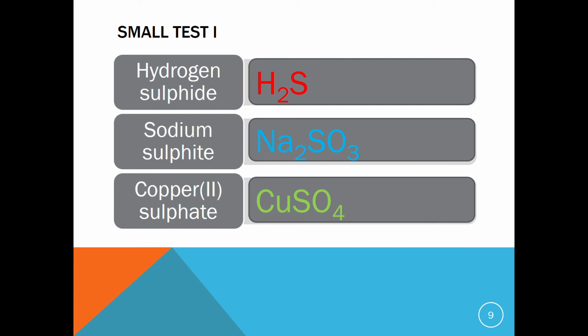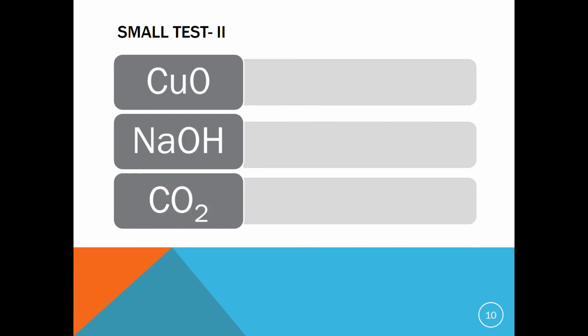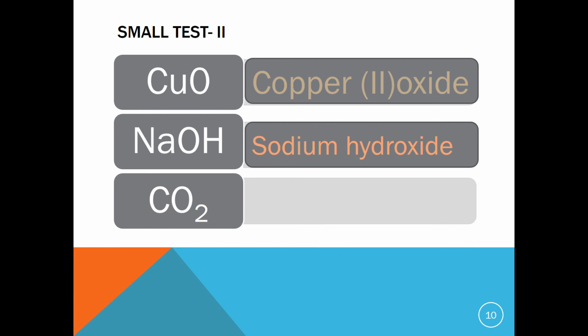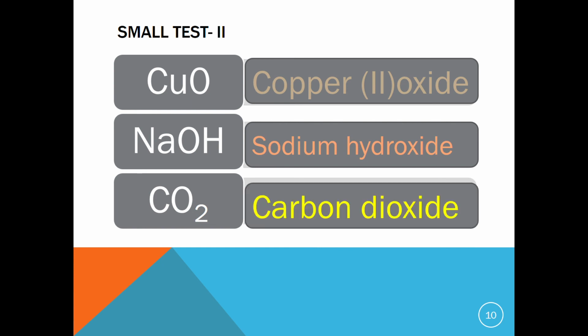And the other way around. Look at the formulae and name the following compounds. So the first one, copper 2 oxide. The second, sodium hydroxide. And the last one, carbon dioxide. And that's all.